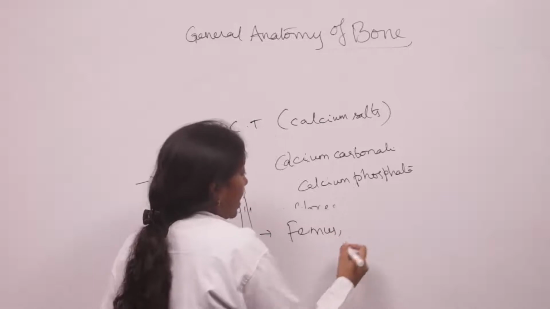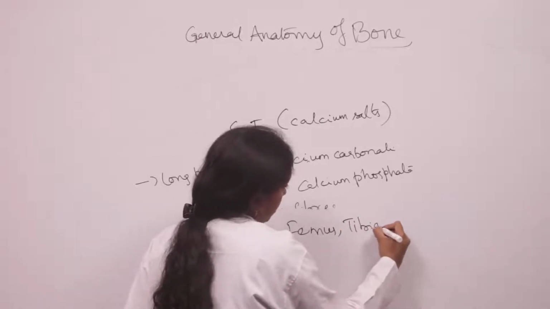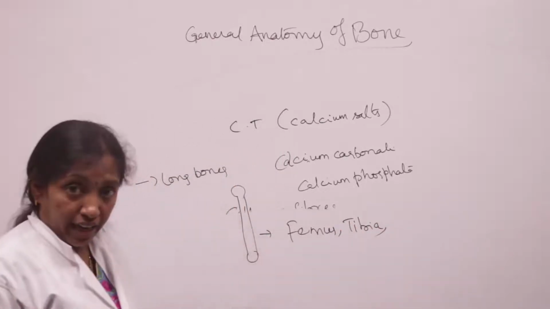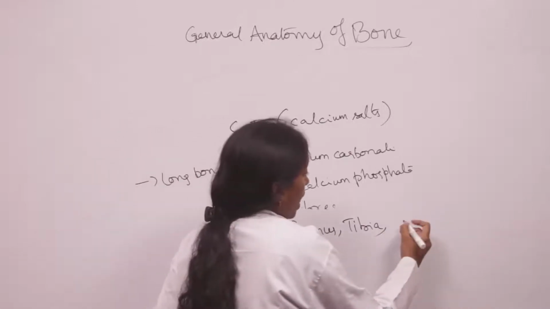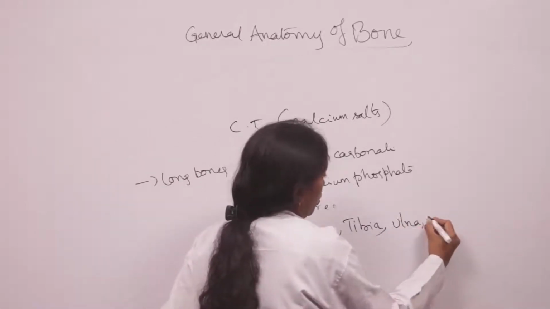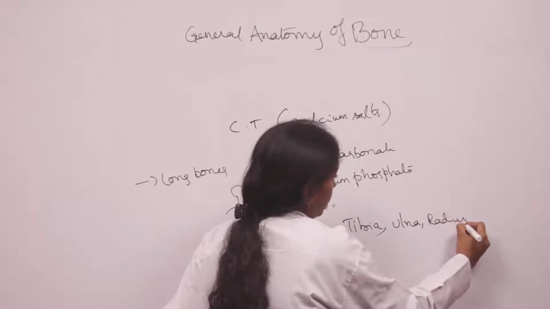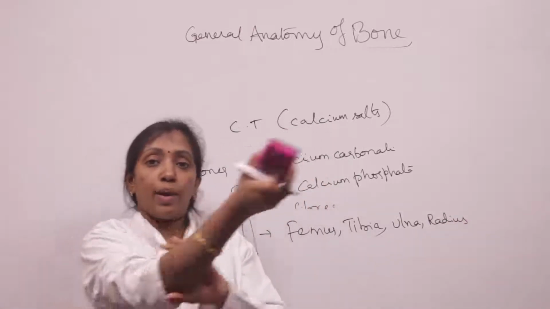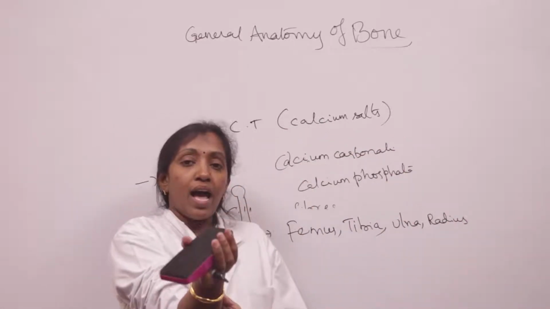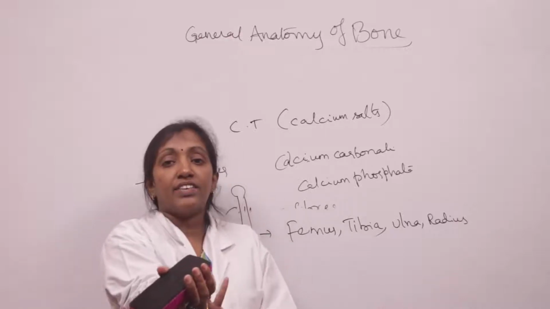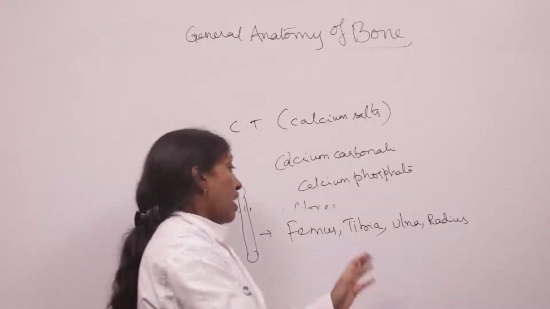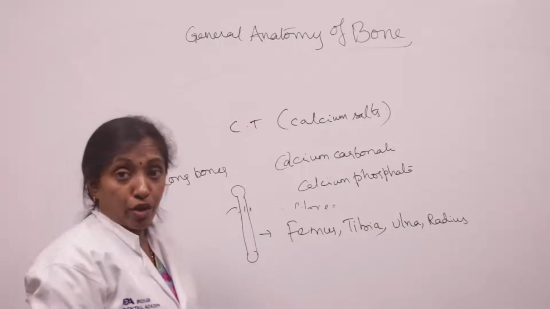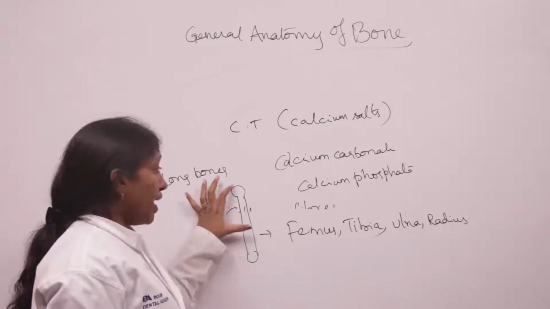Also we have the tibia, which is the bone here in the leg region, and also the ulna and radius. Ulna and radius are the bones of the forearm; medially we have the ulna and laterally the radius. These are examples of long bones, which consist of a shaft and two ends.